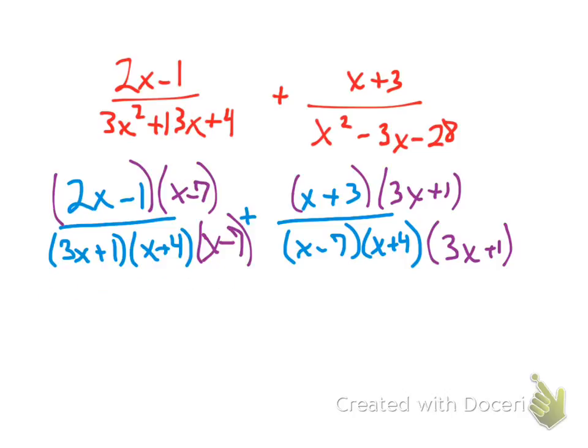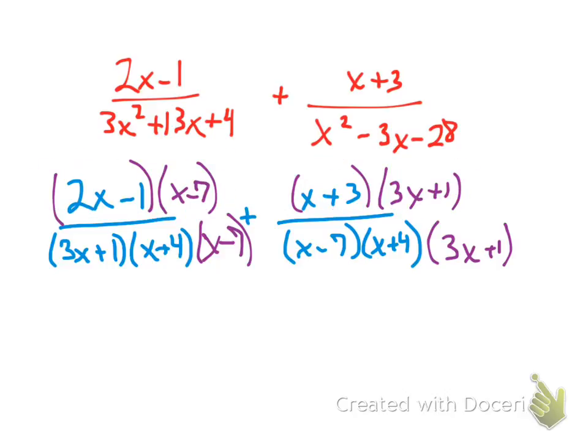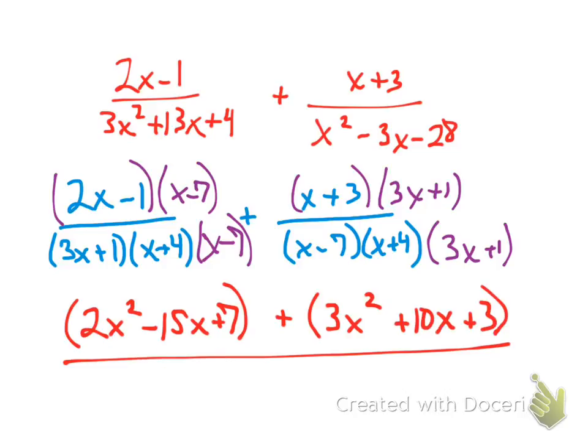So the next step whenever you're adding fractions is I need to multiply this, I need to multiply this, and then add them together. So again, if you are working on this problem, please pause it now and do that next step before I show you how to do that. Alright, so if I multiply out the numerator on the left and the numerator on the right, I'm going to end up getting this.